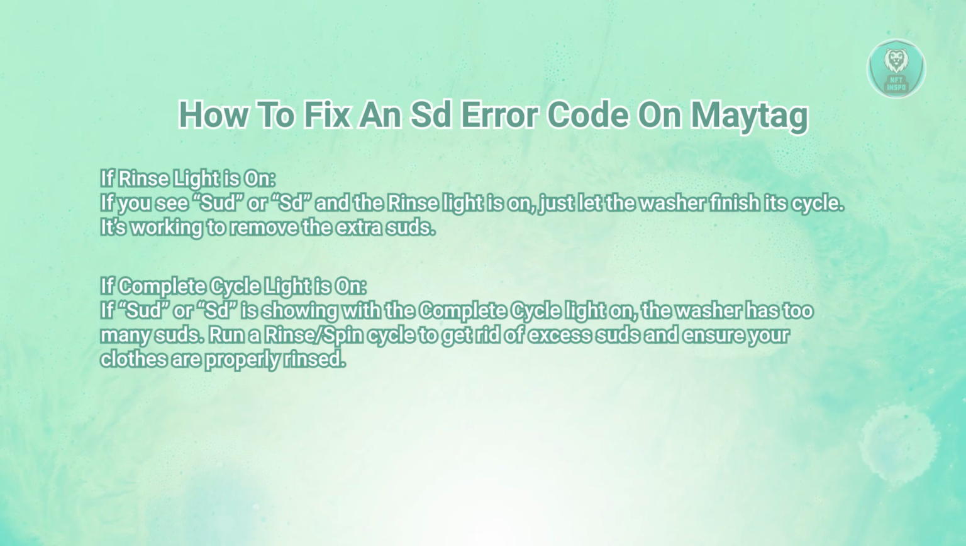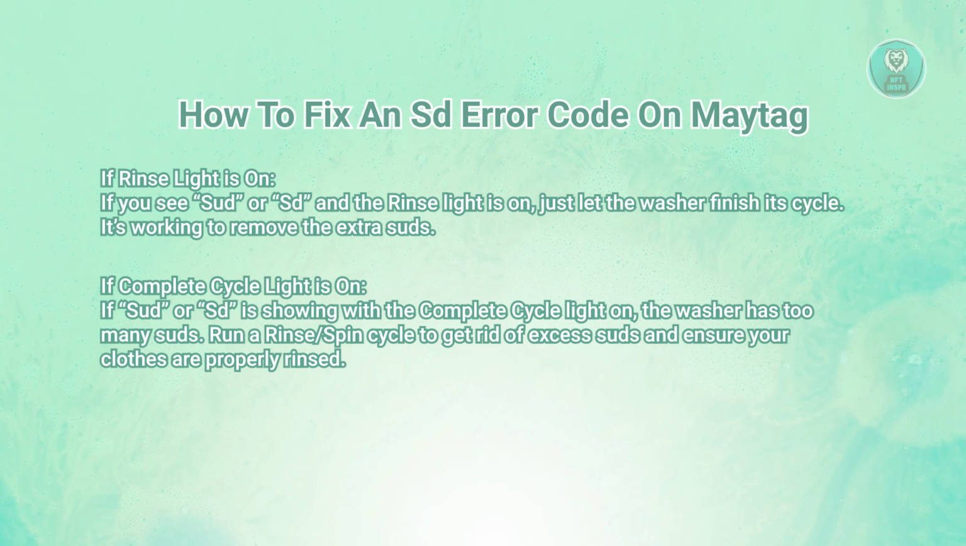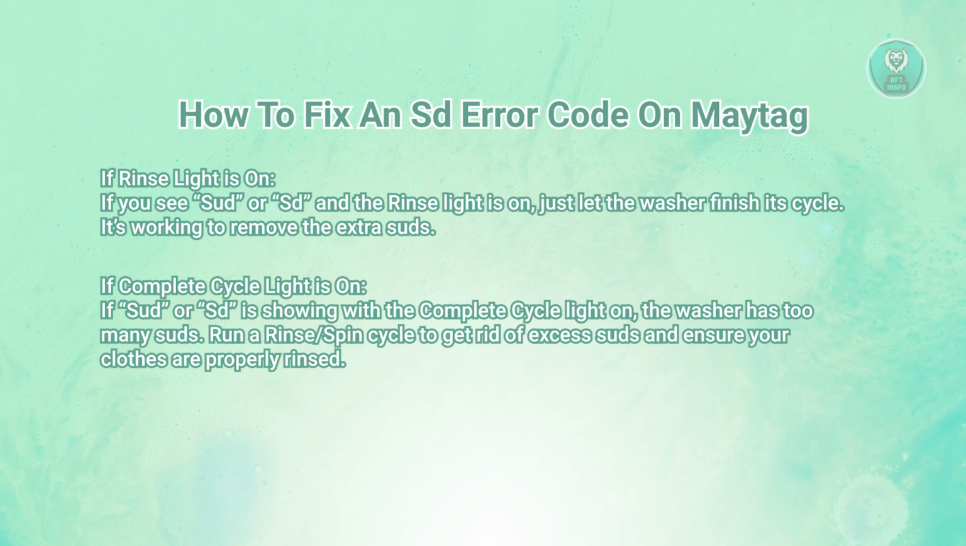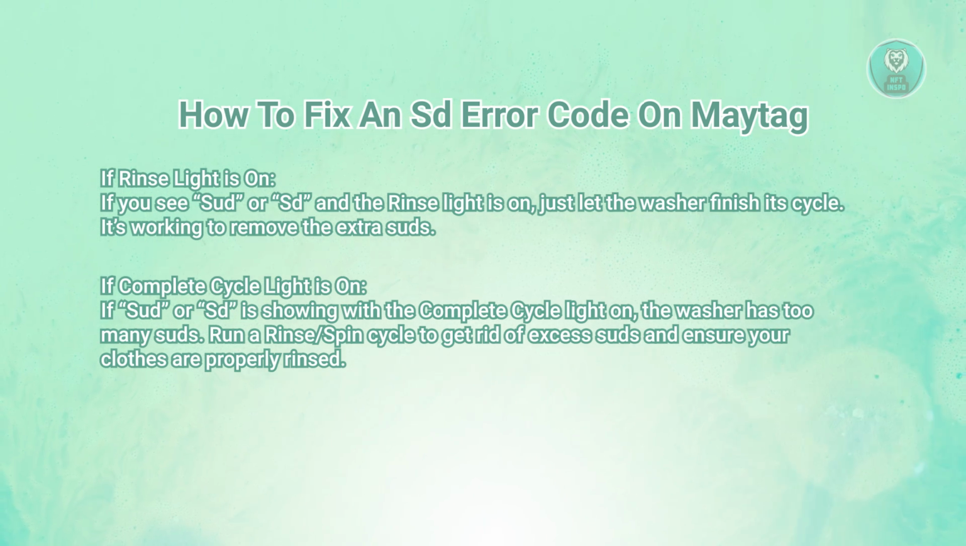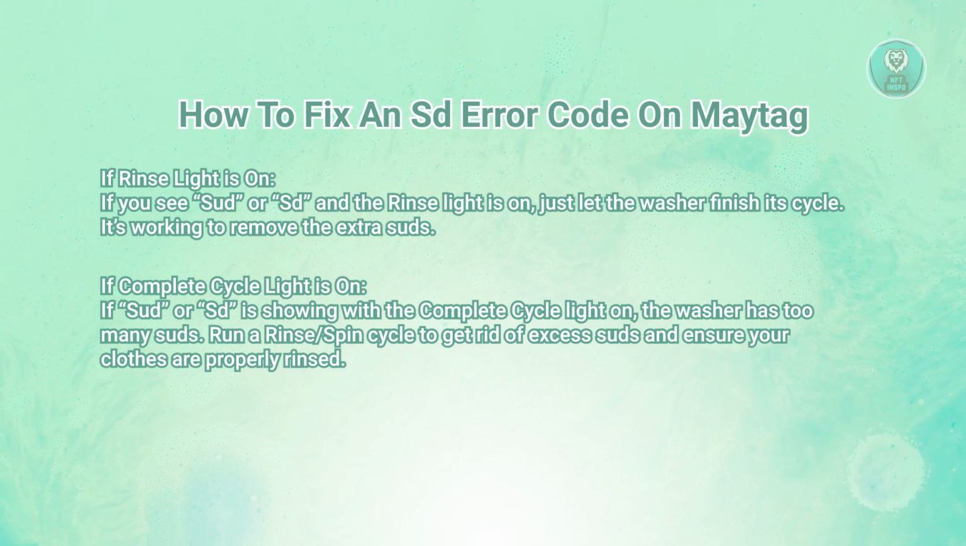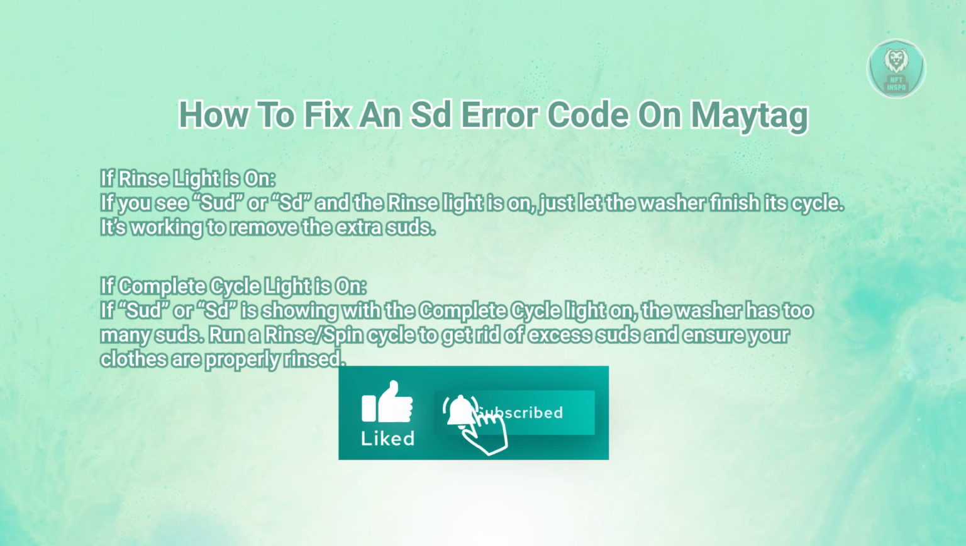Next, you want to inspect the complete cycle light. Now if you notice the SUD or SD with the complete cycle light illuminated, it indicates the washer detected too many suds during the cycle. This might mean that your load hasn't been rinsed thoroughly or that water has not been completely removed. To address this, select a rinse and spin cycle to give your load an additional rinse.